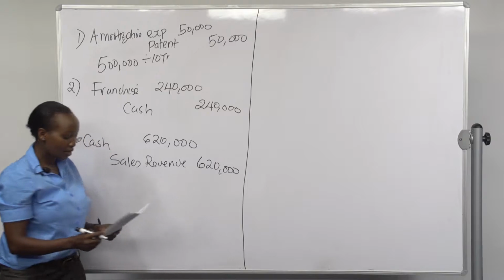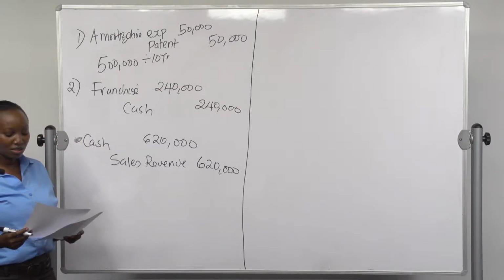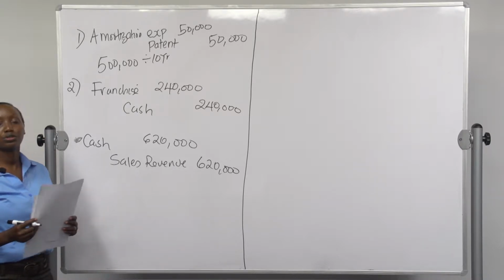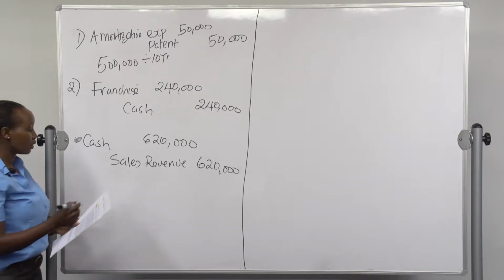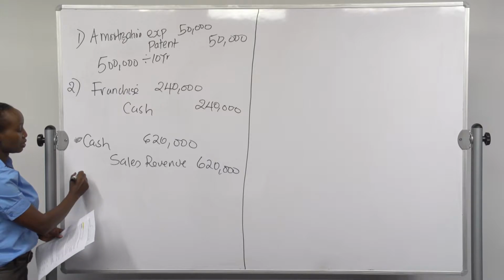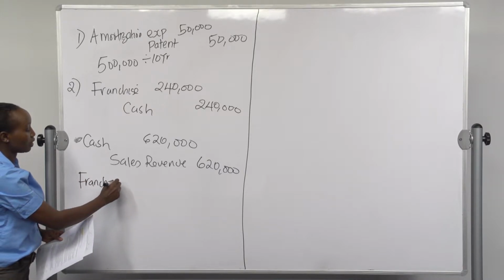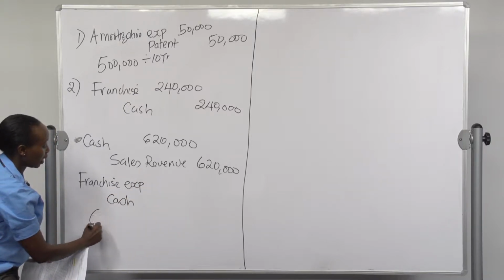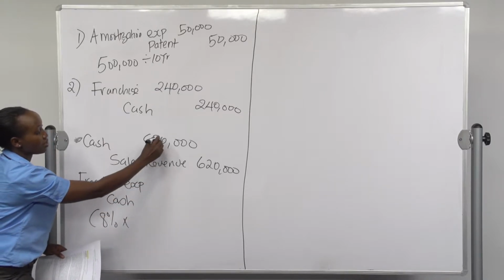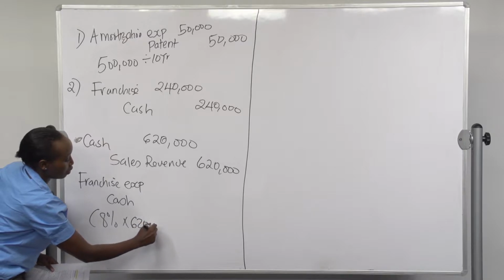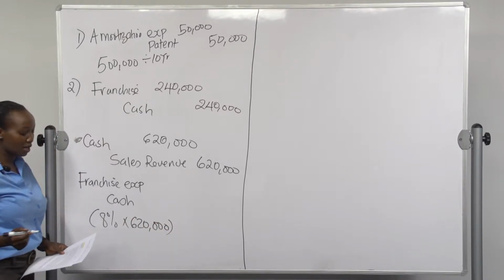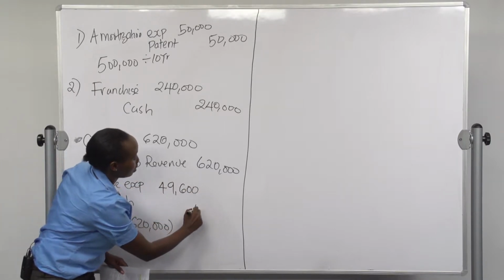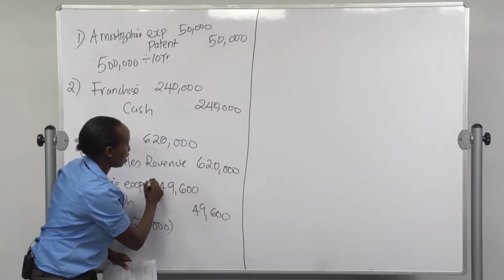Another item related to this franchise is that there is a requirement that we pay out 8% of the revenue to Unol. The 8% of revenues, we're going to have a franchise expense. So it's an expense related to the franchise, and we assume we're paying it out in cash. So we're going to pay out 8% of the $620,000. 8% of 620 is $49,600.